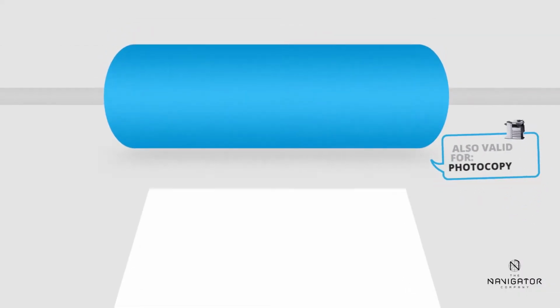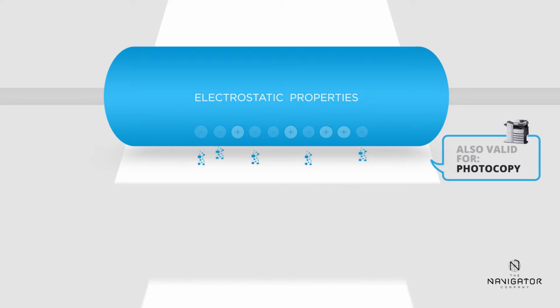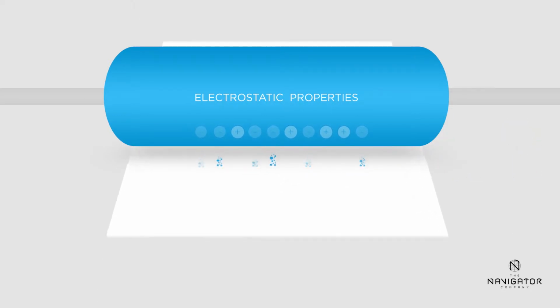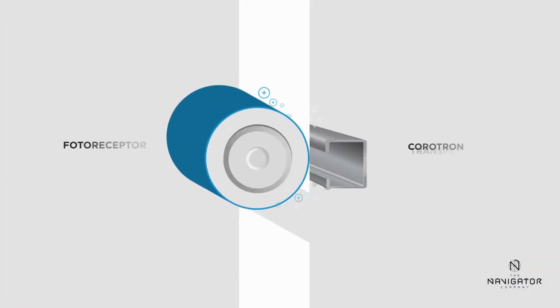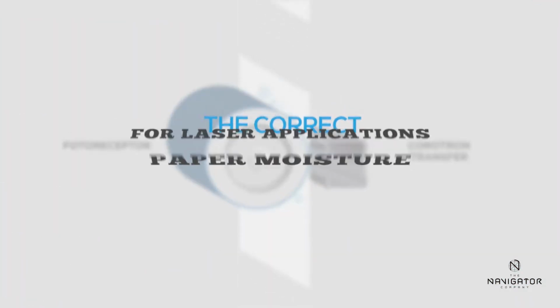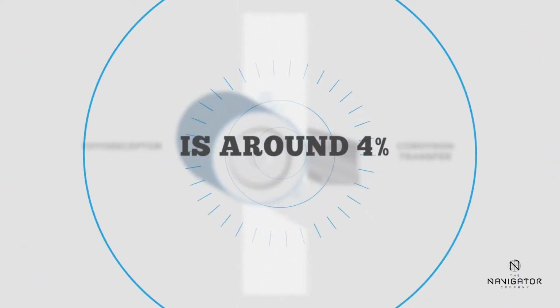In laser printing, the surface electric charge is important to allow the setting of toner onto the paper surface. In order for particles of toner to be retained in the paper, the charge should be within specific parameters and shouldn't be too small. Paper with high humidity can lead to poor toner adhesion and curl. The correct paper moisture level for laser applications is around 4%.